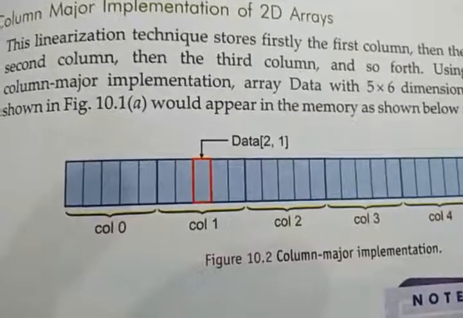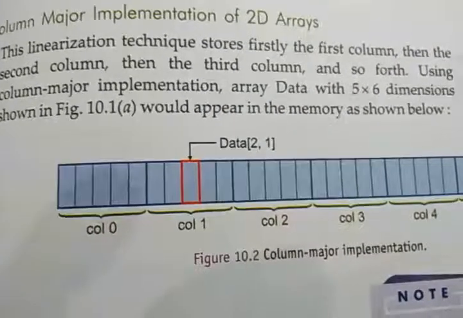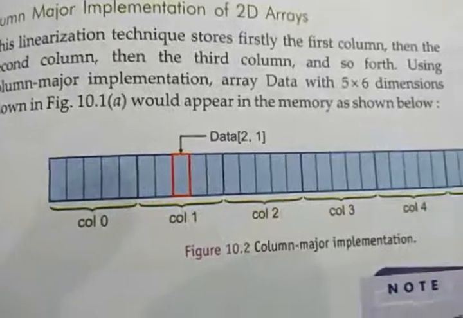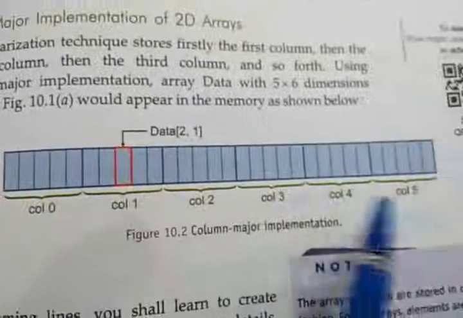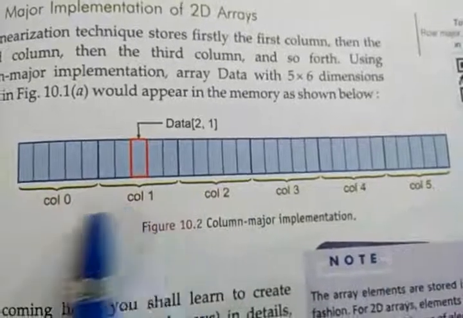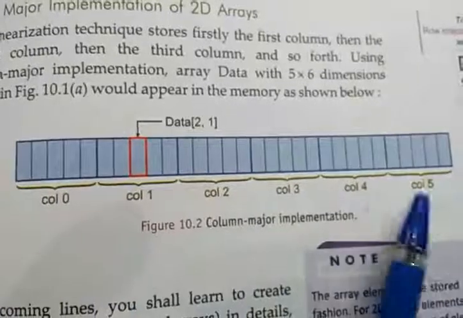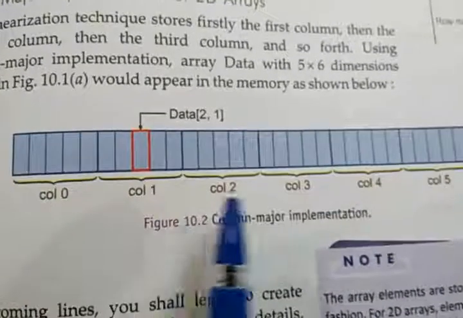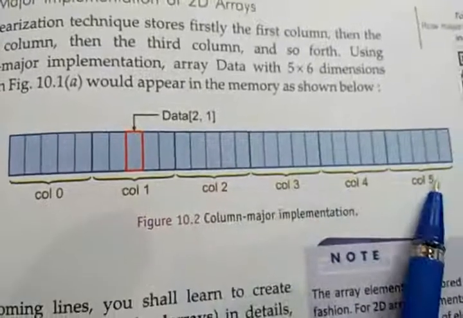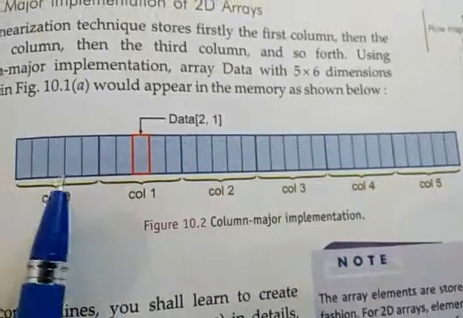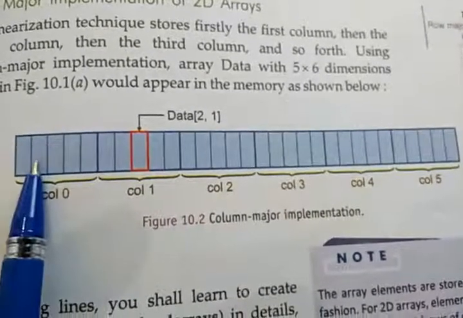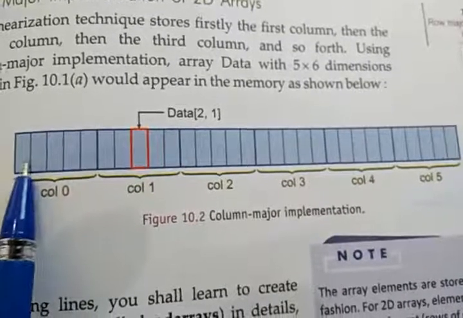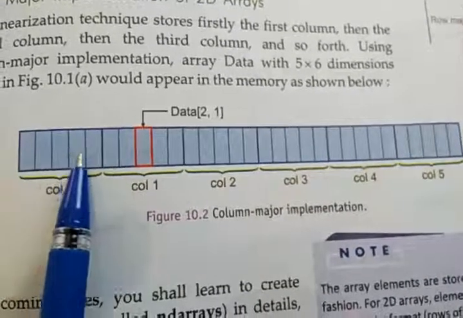And the same array we can represent column wise. So there will be 6 boxes we will make in the column. So this will be column 0, column 1, column 2, 3, 4 and 5. And there will be 5 boxes in a column. So this will be 0, 1, 2, 3 and 4.